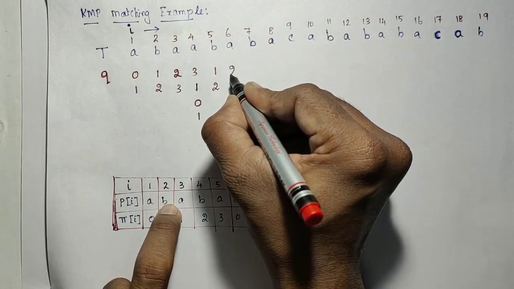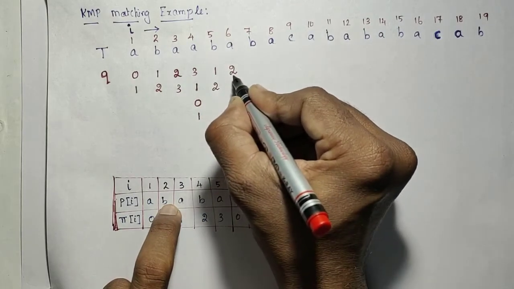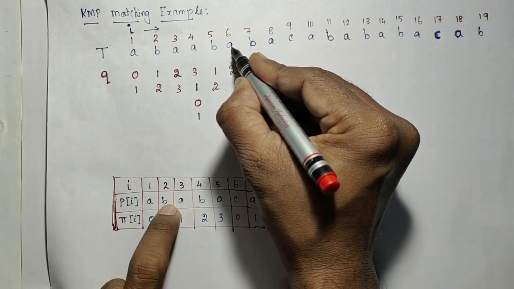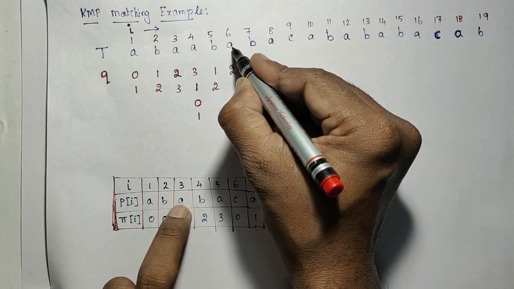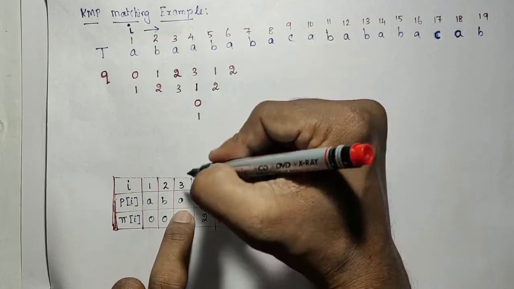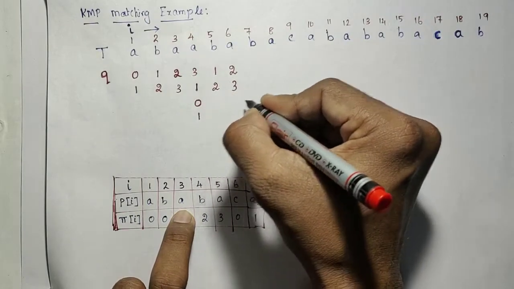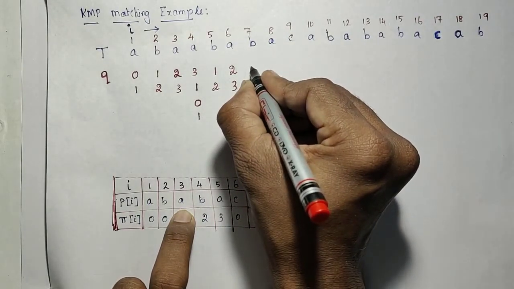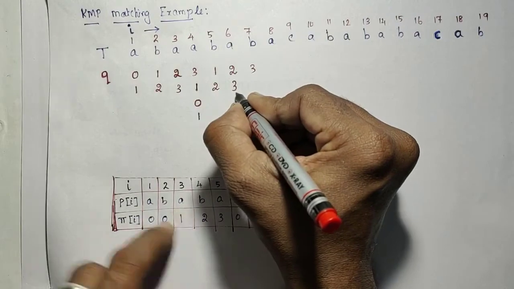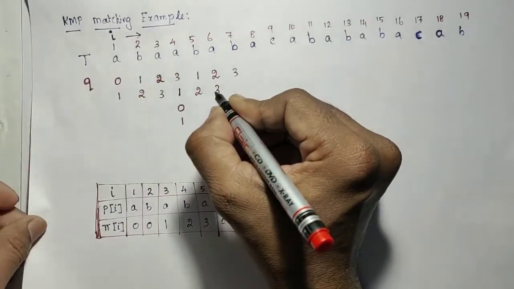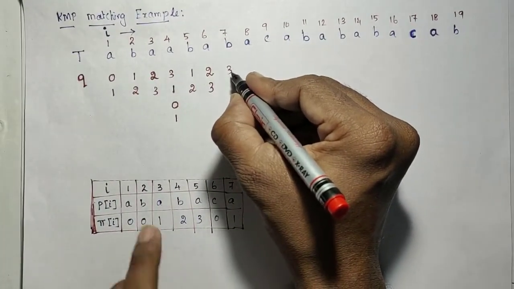In the next iteration, the initial Q value is 2. This A will be compared with the third character. The third character here is A. So A equal to A. So it will be incremented to 3. Next, the initial Q value will be 3. Still we have not reached the m.